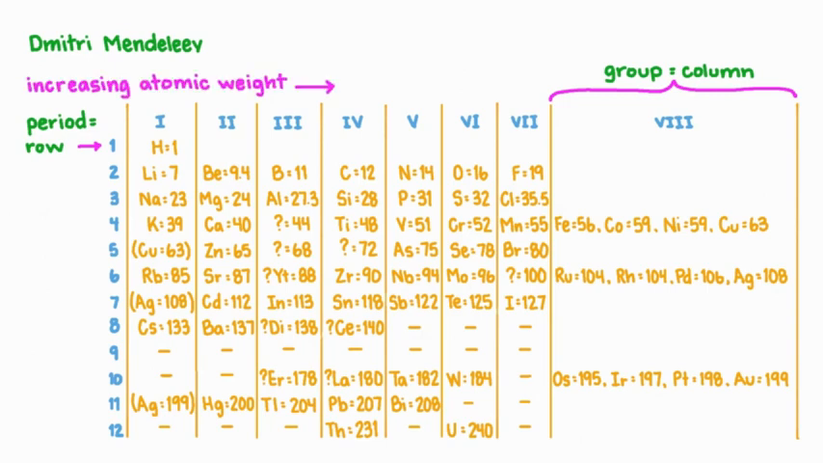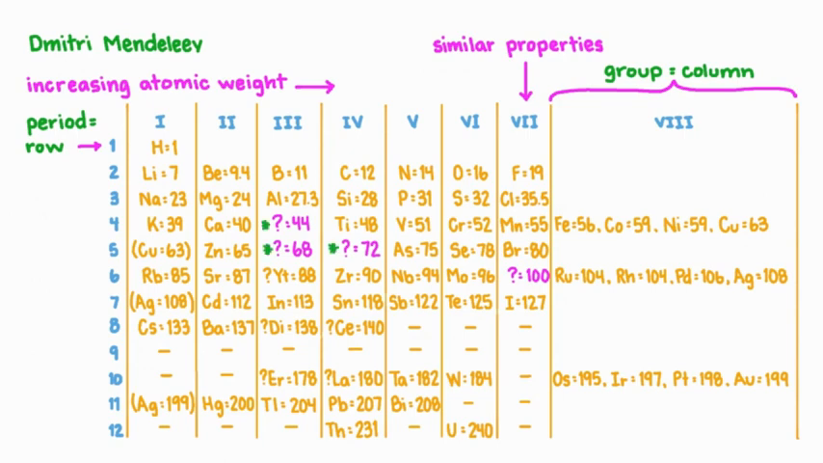The elements were still listed in order of increasing atomic weight, this time from left to right across a period. And elements that shared similar properties were organized into the same group. This revised periodic table still had gaps for elements that were yet to be discovered. Mendeleev listed the expected atomic weights of these elements and even predicted their properties based on the properties of elements near them in his periodic table.